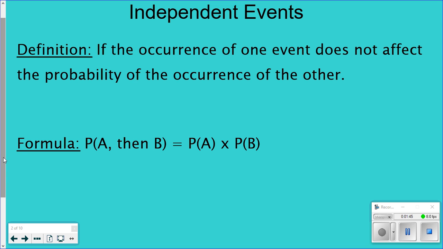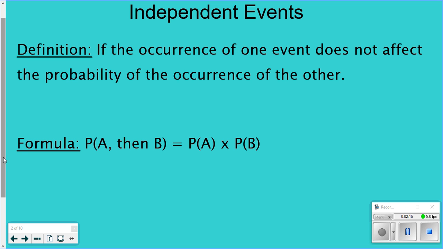Independent events: the occurrence of one event does not affect the probability of the other. An example of independent things would be if I was going to do an experiment and spin a spinner and roll the dice. Do they have anything to do with each other? They have nothing to do with each other. If I spin one on my spinner, it's not going to have any effect on how I roll my dice. That's independent events, like two different things that are happening in an experiment.